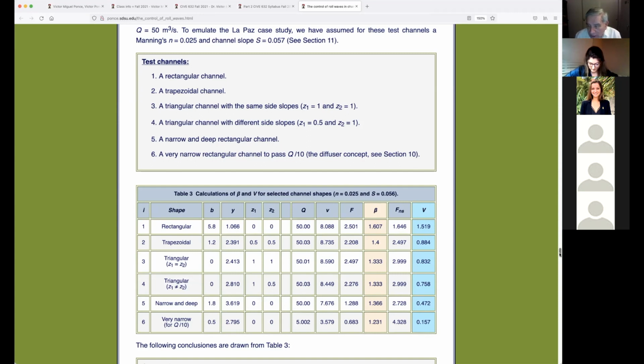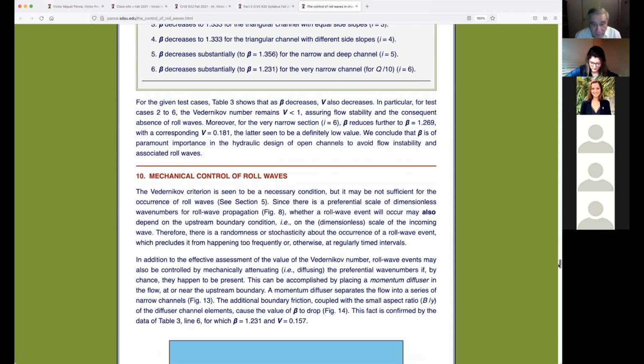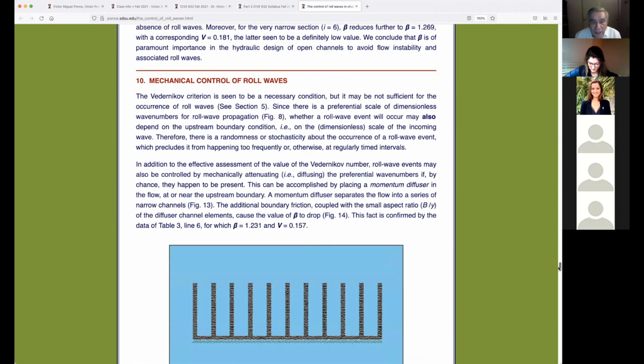So that's basically the way it works. Conclusions. Mechanical control. We invented this stuff. We really invented this stuff. The technical criterion is seen to be a necessary condition, but it may not be sufficient. There is a preferential scale of dimensionless wave numbers. Whether a roll wave event will occur may also depend on the upstream boundary.